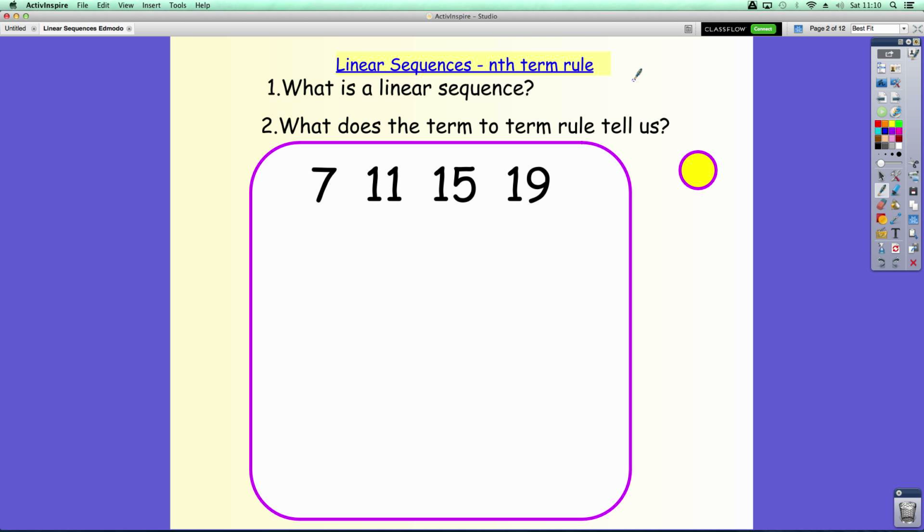So what is a linear sequence? A linear sequence is one where we are adding the same value each time. This is also called a common difference. Between 7 and 11, there's a difference of 4. Between 11 and 15, there's a difference of 4. So I'm adding 4 each time. It's also called an arithmetic sequence, and it means the same thing. I'm just adding the same value each time.